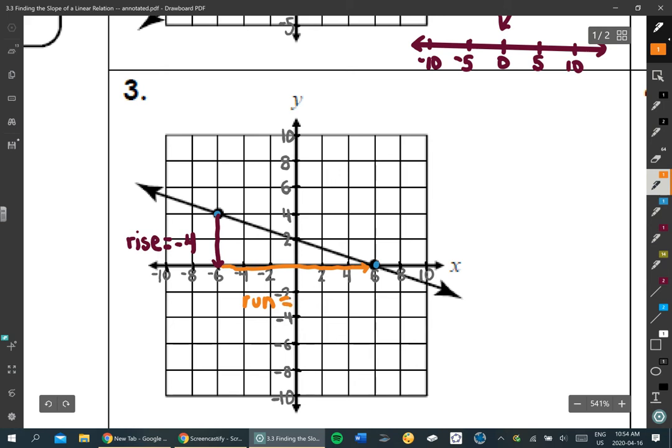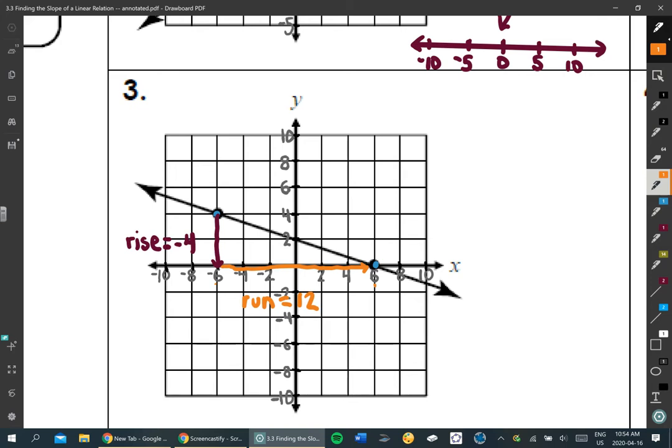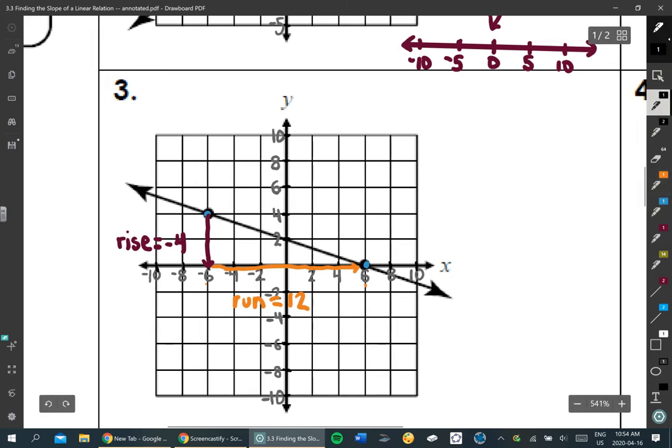So my run, I start at -6 and I end at +6. So that's a run of 12, right? From -6 to +6. Okay? So let's write out our slope. So m is equal to rise over run.